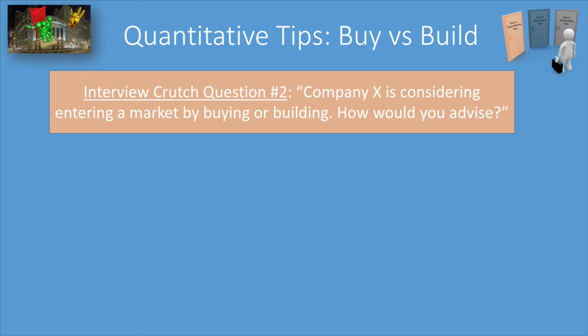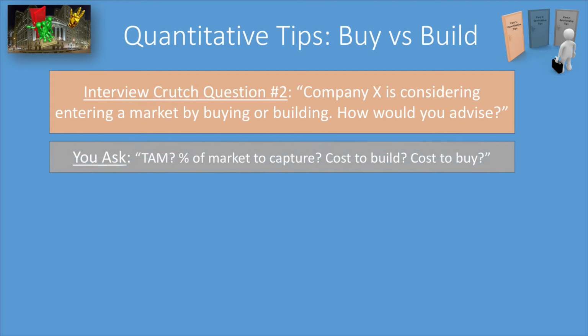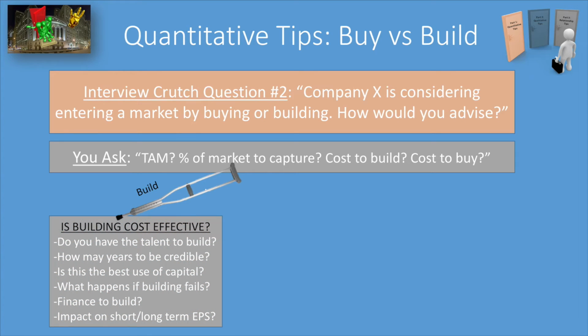Company X is looking at potentially entering a market by buying or building. How would you advise? This is a tricky one. Okay, so rather than feeling flustered, you immediately launch with this. You ask, what is the total addressable market and the percent of the market that they would like to capture? What is the cost to build and what is the cost to buy? You ask those 4 questions independently, okay?